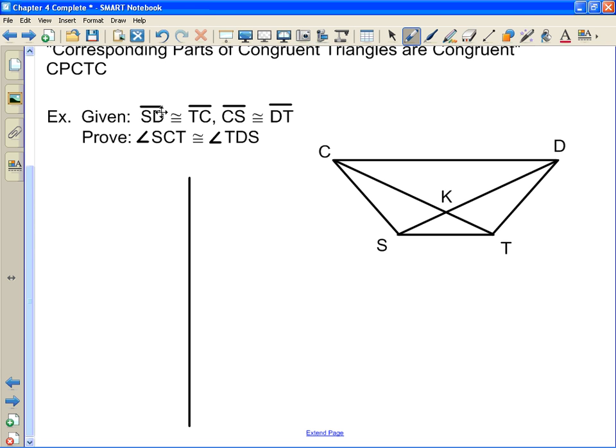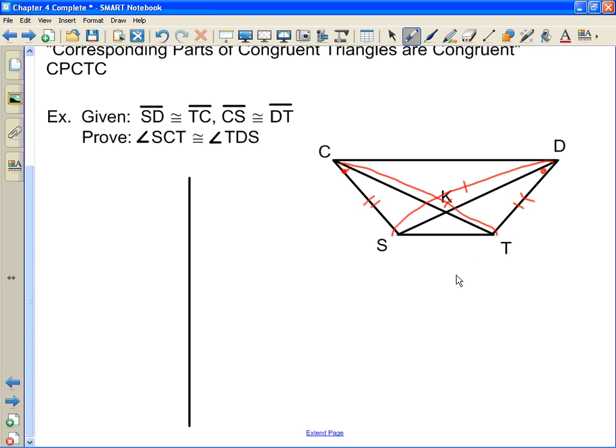So my givens are SD is congruent to TC. SD would be this whole thing here, and it is congruent to TC, which is this whole thing. Okay, so those are congruent. CS, this piece, is congruent to DT, this piece over here. I'm trying to get angle SCT, this angle, to be congruent to TDS, this angle.